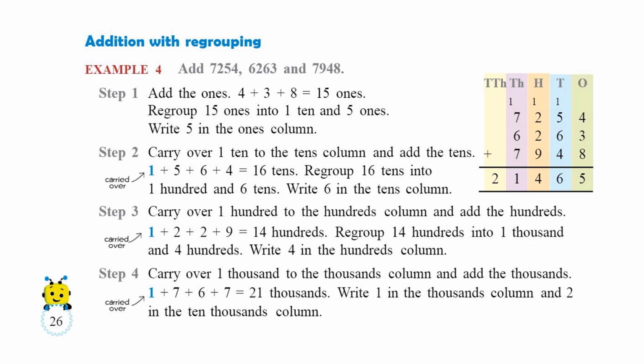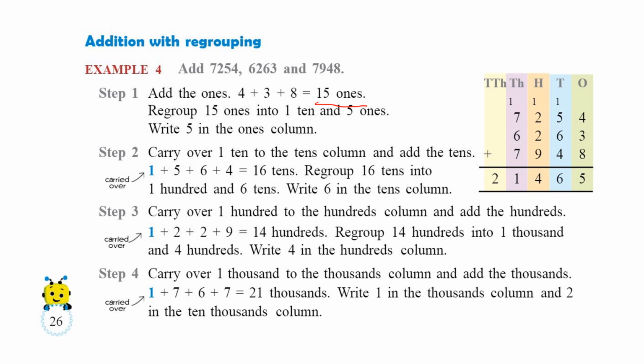We are going to add. From which number we are going to add? That is our first step. Add the ones place. What do we have in ones place? 8, 3 and 4. You can add this number from top to bottom or from bottom to top. In any way you can add. Now here I am adding from bottom to top. That is 8 plus 3 is 11. 11 plus 4 is 15. So I got 15 ones.